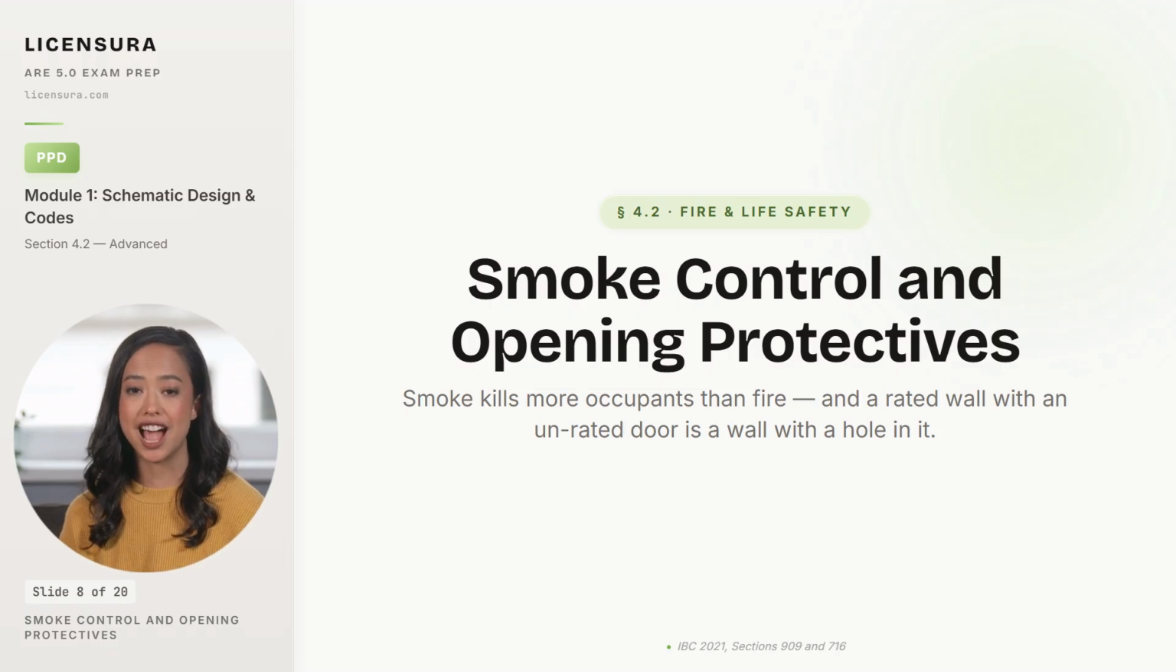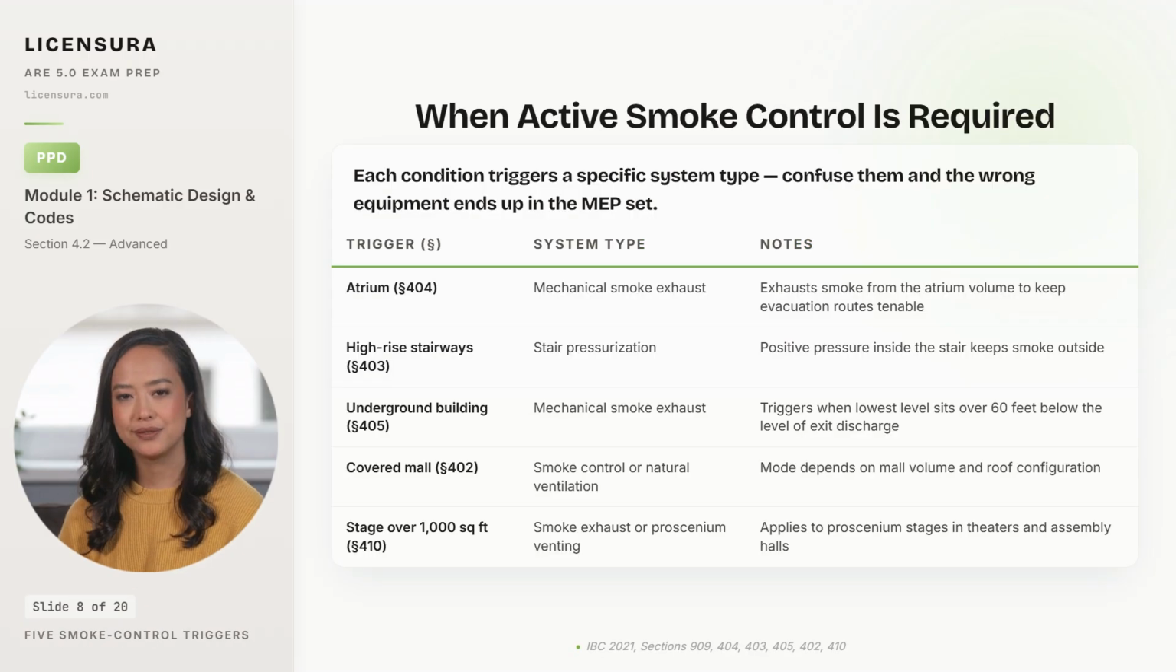5 conditions trigger an active smoke control requirement, and the IBC names them by section. 5 triggers, 5 different system types. Atrium designs under Section 404 need mechanical smoke exhaust sized to keep the volume tenable during evacuation. Without it, the smoke layer descends to head height and the egress routes become impassable. High-rise stairways under Section 403 need stair pressurization, where supply fans push positive pressure into the stair shaft so that smoke cannot enter when doors are opened during evacuation.